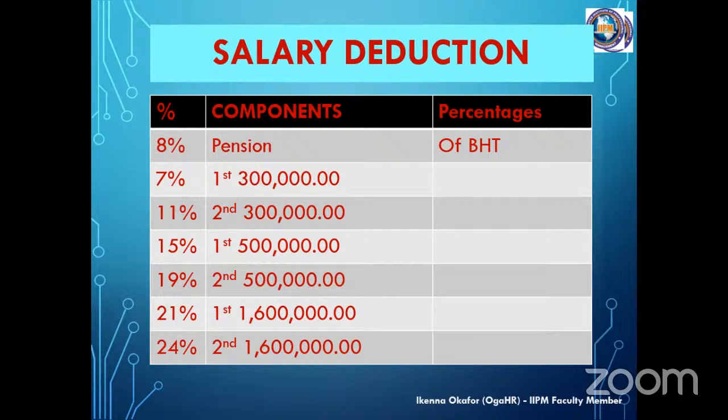So you have 7%, 11%, 15%. Just a small example: if your per annum salary is 1 million naira, let me use it as an example. Your per annum salary is 70,000, for instance. Which one should I use? Okay, 900,000. Let me use 900,000. The first 300, when you minus 300, you are left with 600, right?